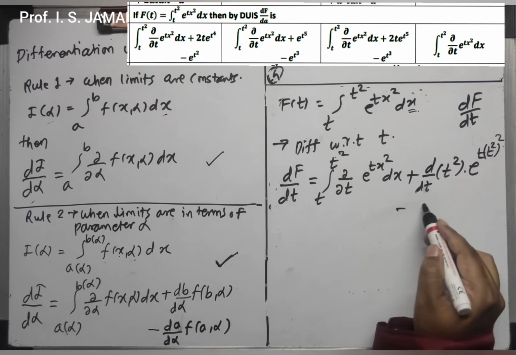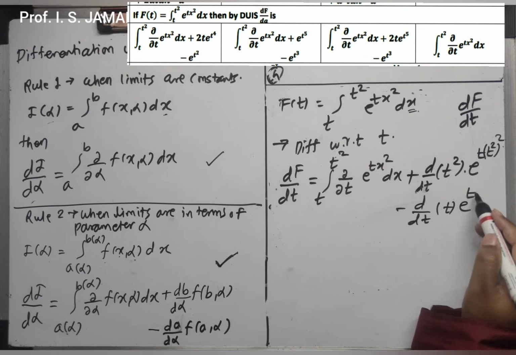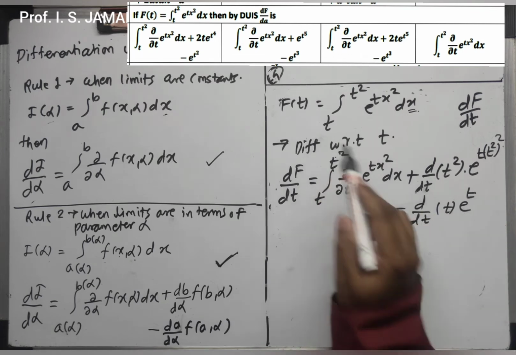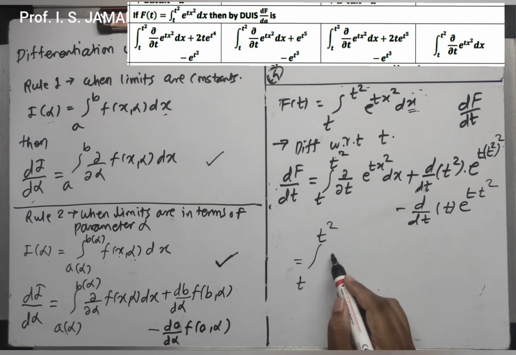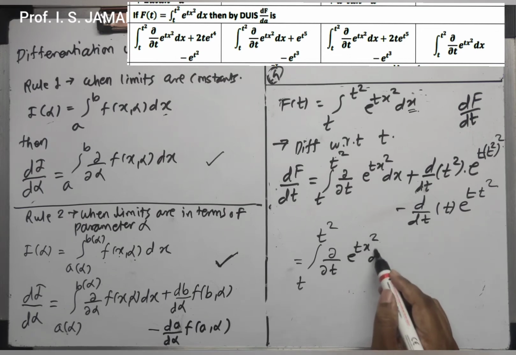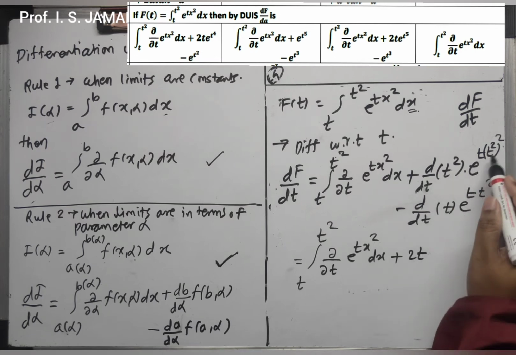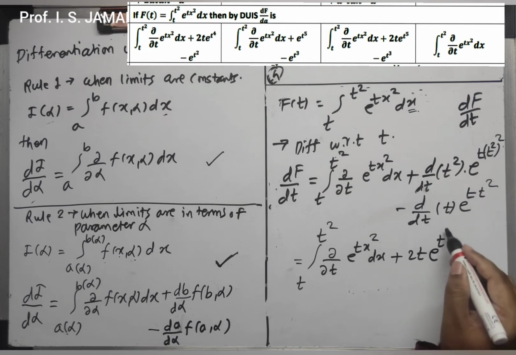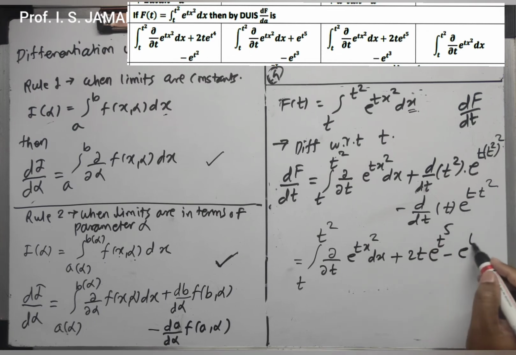Minus the third term, d by dt of the lower limit is 1, into e raised to t into x square, but x replaced by the lower limit, that is t square. Let's simplify it. Integration t to t square, let it remain as it is as per the options. We don't need to simplify this. Plus the derivative of t square is 2t, e raised to t into t square, that is t raised to 5, e raised to t raised to 5, minus the derivative of t is 1, this is 1 into e raised to t cube, e raised to t cube.